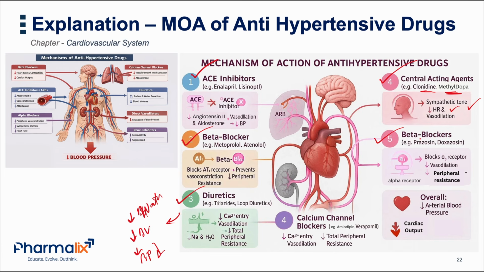And then again the alpha blockers should be here, prazosin, doxazosin, they block the alpha 1 receptor, cause vasodilation and decrease the peripheral resistance. So overall arterial blood pressure is reduced, cardiac output is managed. And here the calcium channel blockers.